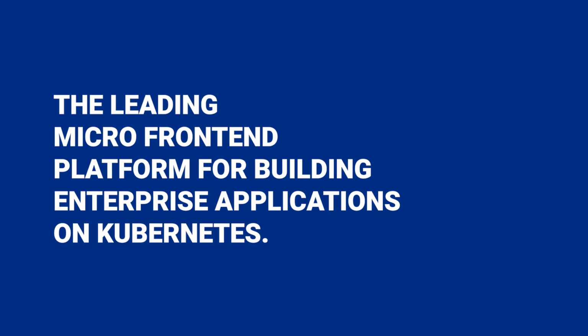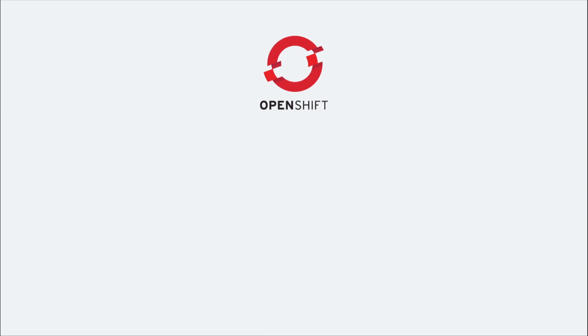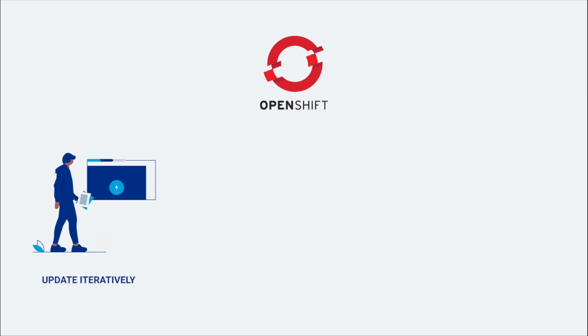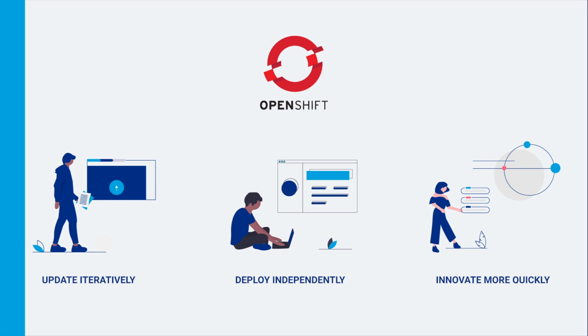We help you maximize the success of an OpenShift infrastructure by simplifying and automating how applications are built using reusable components. Entando on OpenShift enables your teams to update iteratively, deploy independently, and innovate more quickly. Maximize the value of your OpenShift infrastructure with Entando by horizontally scaling high-availability apps at will.